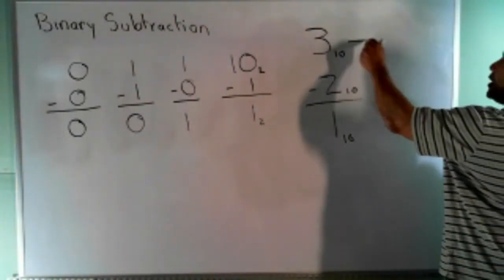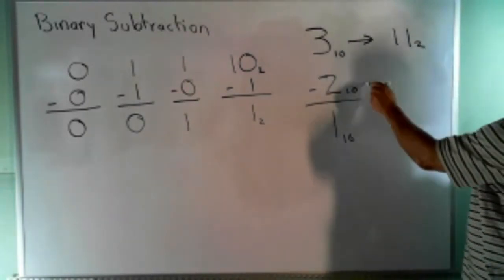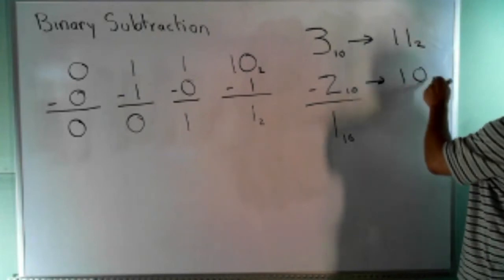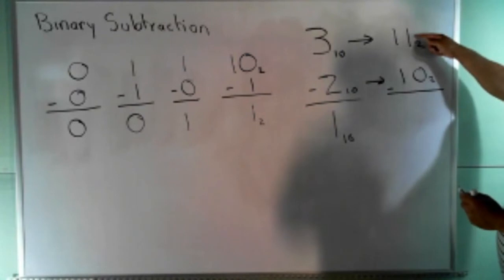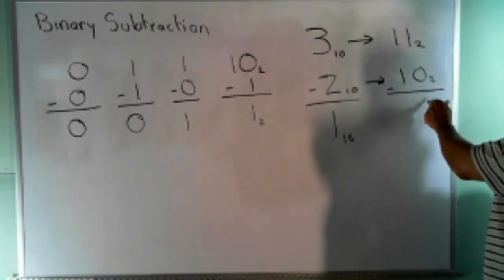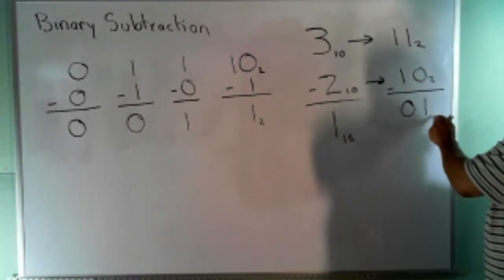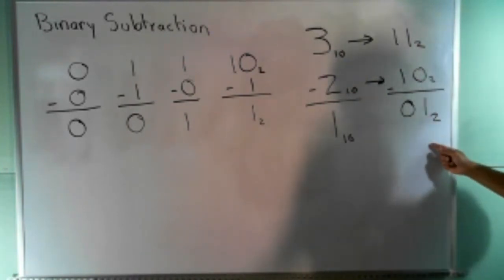So if you convert this, I get that. If I convert this, I get this. And I want to subtract them. So I go, if I have a 1, take away 0. If I have a 1, take away 1. So a binary 3 minus a binary 2 gives me a binary 1. So that checks out.